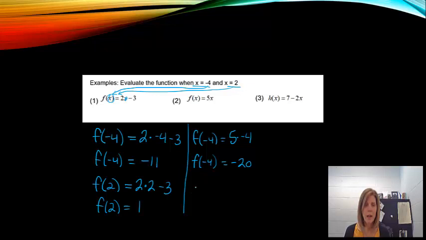All right, and then the next part of it, we want to find the answer when x equals 2. So again, I'm going to write f of 2 equals, this time I'll plug in 2 for the x, so 5 times 2. And once again, the left side is only telling me what I'm doing. I'm finding the answer for the function when x equals 2. And the right side, 5 times 2 is 10. So when I plug in 2 to that function, I get 10.